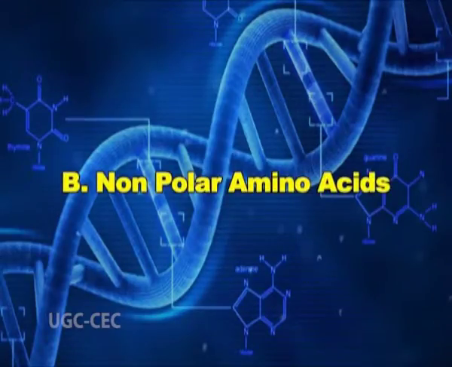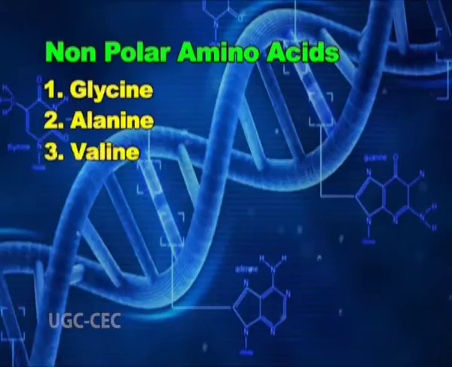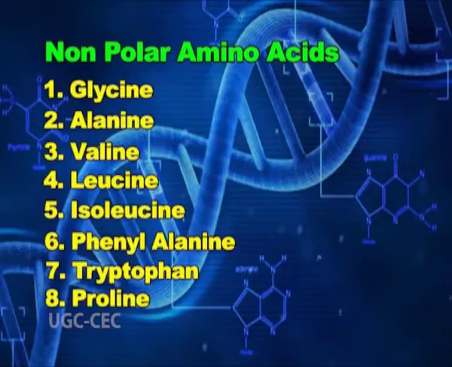B. Non-polar amino acids. R is an alkyl hydrophobic group which cannot enter into hydrogen bond formation. 9 amino acids are non-polar: glycine, alanine, valine, leucine, isoleucine, phenylalanine, tryptophan, proline and methionine.